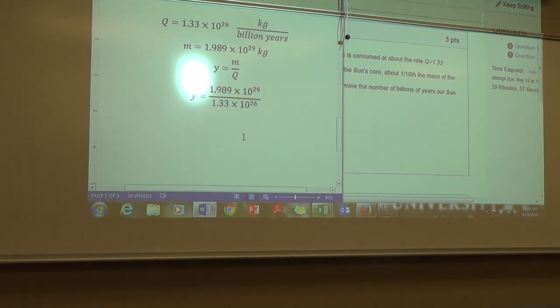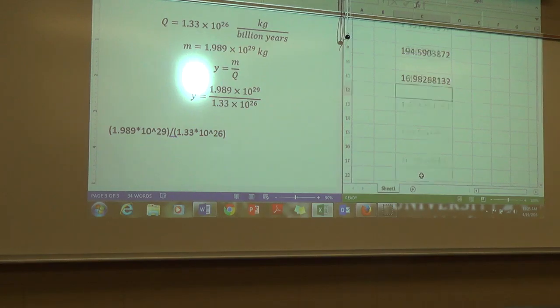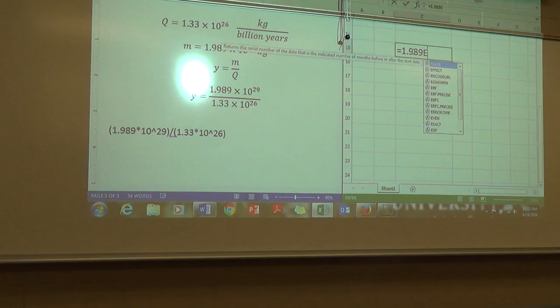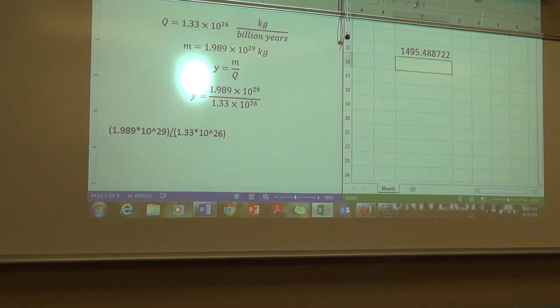When you calculate this, don't hesitate to use parentheses: 1.989 times 10 to the 29, divided by 1.33 times 10 to the 26. Do it that way, and that'll help you make sure you're calculating what you think you're calculating. It's easier in Excel because I just put E29 and 1.33 E26, and I get 1495 billion years.